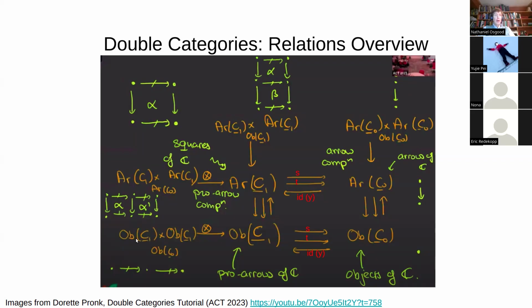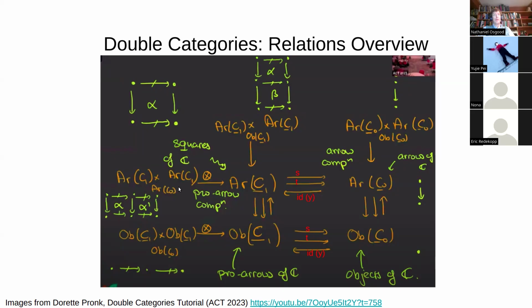And similarly for arrows in these, you get an arrow here. What's an arrow in C1? It's a square. It's one of these things. It's a two cell. So if you have two cells, this one and this one, and they're joined together, the source of this is the target of that. They're joined together by an arrow in C0.